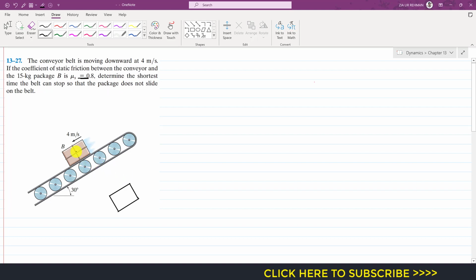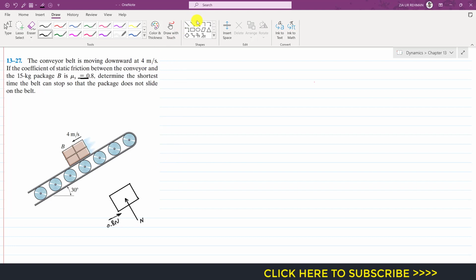As we can see, this package B is moving downwards with the conveyor belt, and this conveyor belt is inclined at an angle of 30 degrees with the horizontal, right? If we consider package B, we will have the friction force acting in the upward direction. That friction force will keep it stationary, since it's the static friction. And here we will have the normal force acting on package B. So let's say this is that normal force. The friction force will be equal to 0.8 times the normal force of the surface.